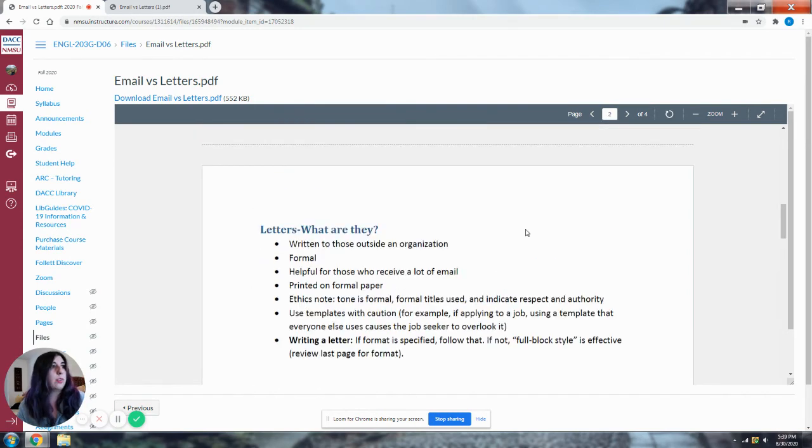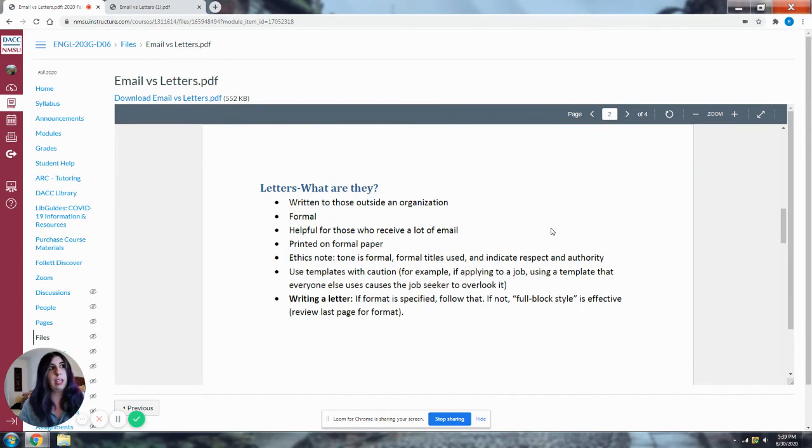So thinking about letters now, the difference, because we're writing both this week. Letters are usually written to those outside an organization more. So if you need to contact somebody at a different workplace that's not your own, a letter is usually the better route.